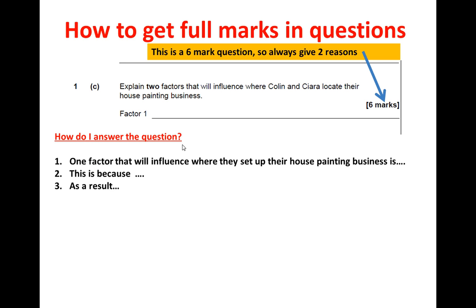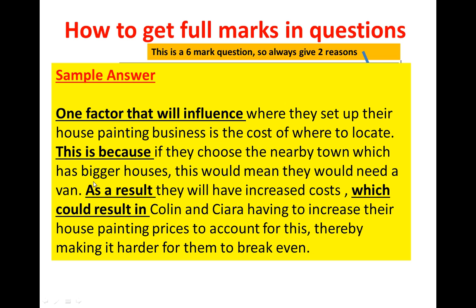So one factor that will influence where they set up their house painting business is, give a reason, then you explain it again using this is because, and then what is the effect of this, so as a result, and you give your reasons. So, what does the answer look like? The first paragraph you're going to talk about is as follows. One factor that will influence where they set up their house painting business is the cost of where to locate. This is because if they choose a nearby town which has bigger houses, this would mean they would need a van. So what is the effect of this?